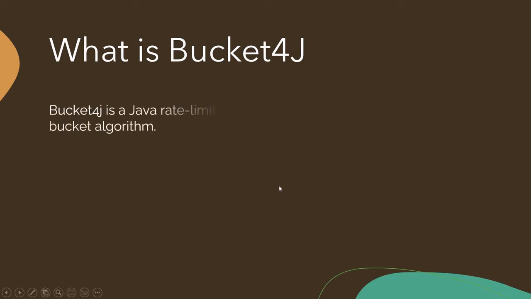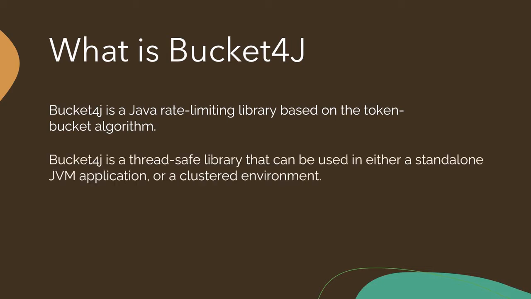So what actually is Bucket4j? Bucket4j is a Java rate limiting library based on the token bucket algorithm. It is a thread-safe library that can be used in either a standalone Java application or in a clustered environment. So we can use it in a clustered environment with Redis.